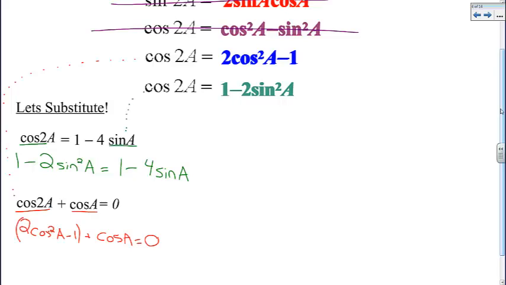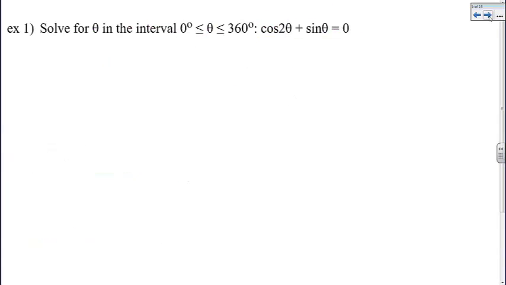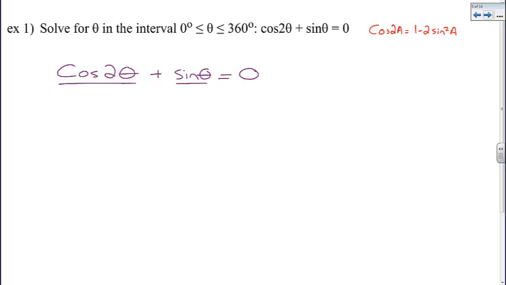Now, let's practice with a couple of examples. In example 1, we are told to solve for theta on the given interval. What I'm going to do is start by rewriting my problem. Cosine 2 theta minus sine of theta is equal to 0. The first thing that I should note in this problem is that I have a double angle. I also note that the other function in the problem is sine of theta. So, what I'm going to do is choose to substitute my double angle with the substitution from my sheet that involves sine of theta.